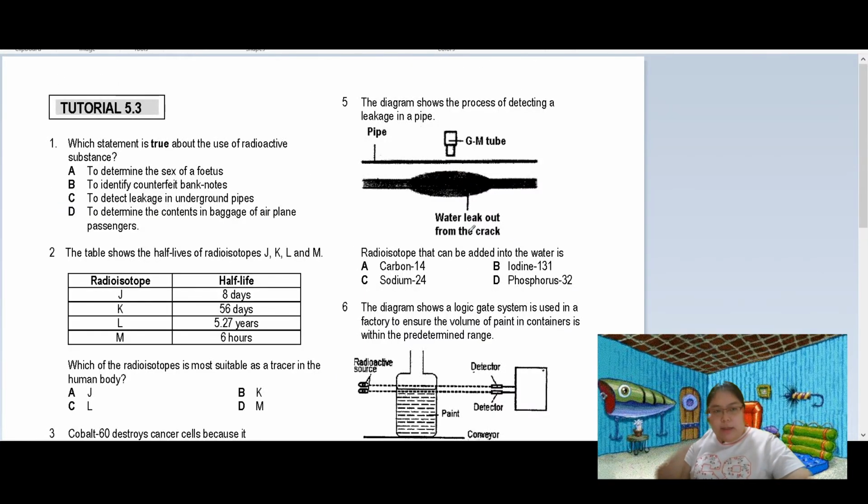Let's see the objective. First one, they say which one is true about the radioactive substance. From here you find which one is true. First one, sex of the fetus, no. Identify the counterfeit, note that one is UV light. To detect the leakage in an underground pipe, yes, the answer is C. Want to detect the underground pipe, so the answer is C.